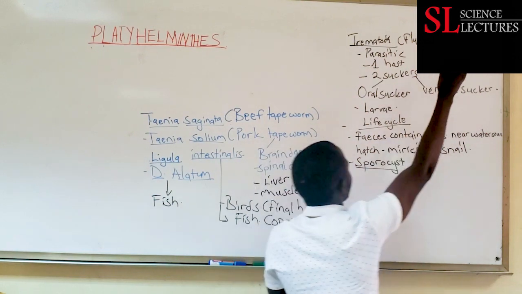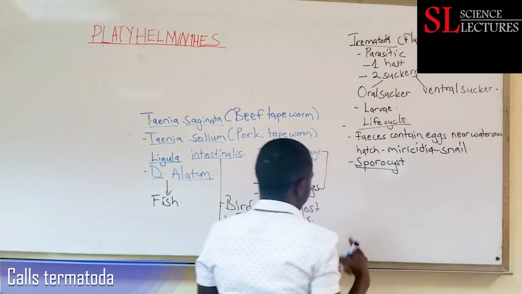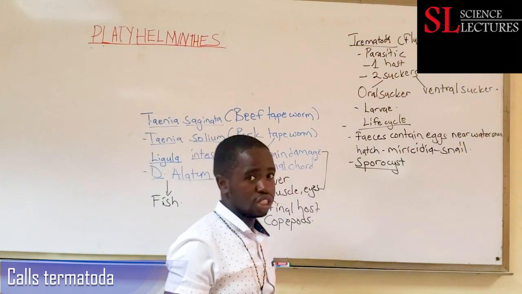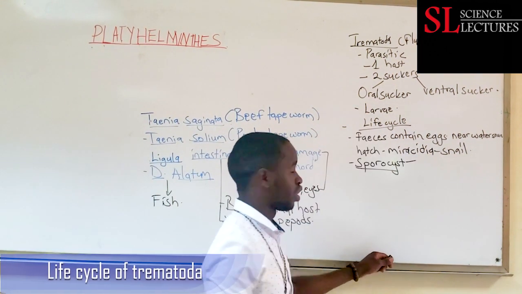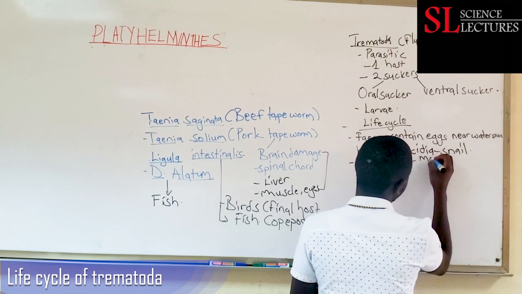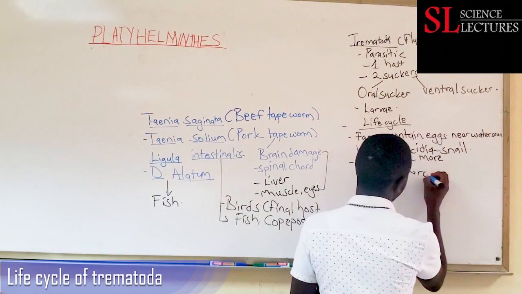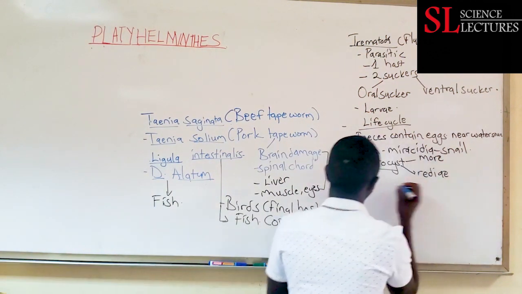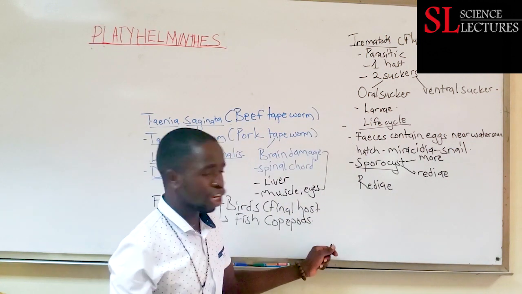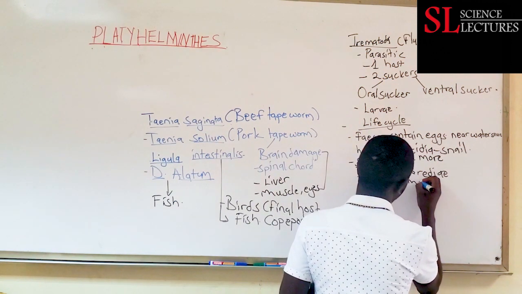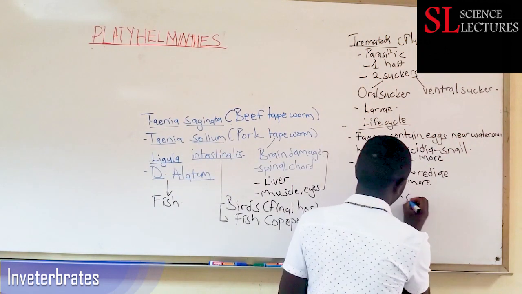In fact, I forgot one of the characteristics. These organisms can form cysts. The role of a cyst is just for protection. The role of this sporocyst, it will undergo asexual reproduction to form more sporocysts. And it shall form another type of larvae called a redia. Then the redia, still within the molluscan host, shall undergo asexual reproduction to form more redia. And it shall form another type of larvae called the cercaria.